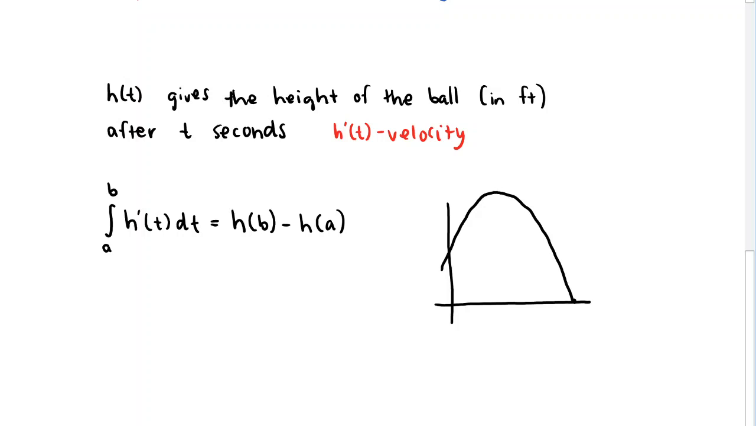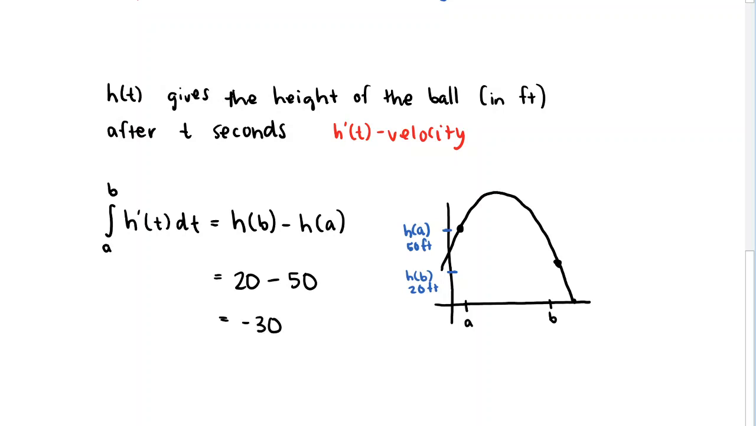And so in this picture here, let's say a is right here, and let's say b is out here. So here this is h of a. Maybe let's say it's 50 feet. And then here this is h of b. Maybe let's just say it's 20 feet, just for the sake of this example. Well then what's h of b minus h of a? Well, this equals 20 minus 50, or in other words, negative 30.